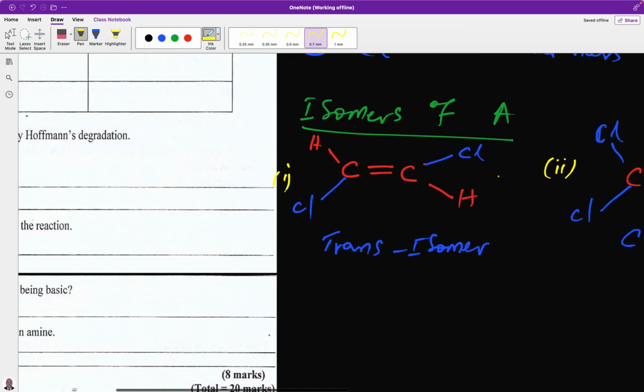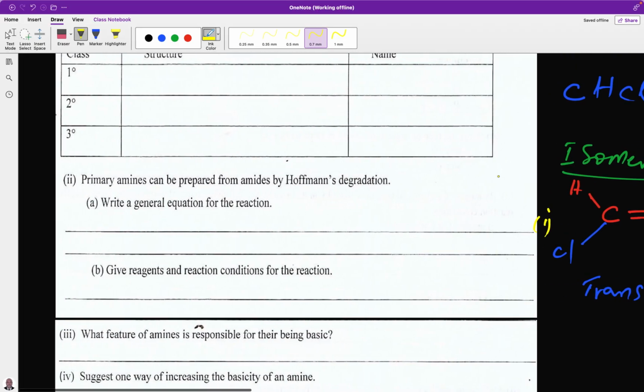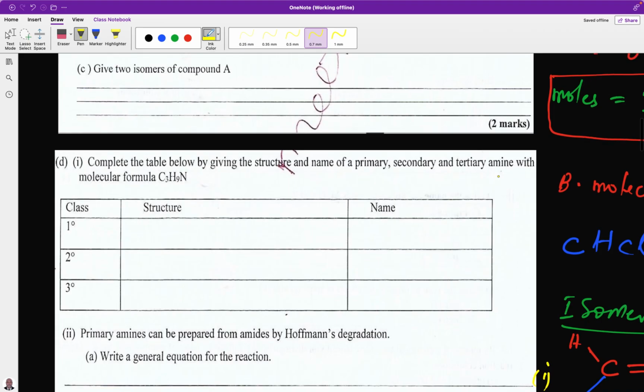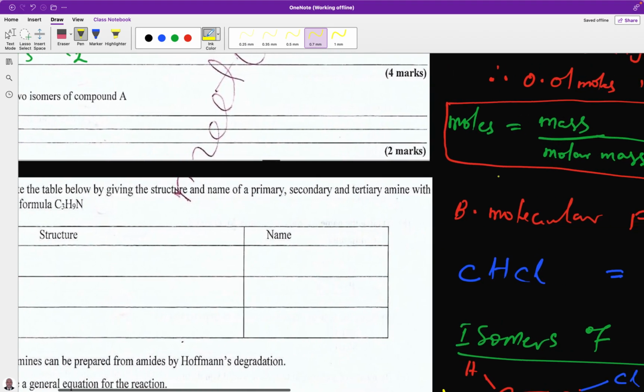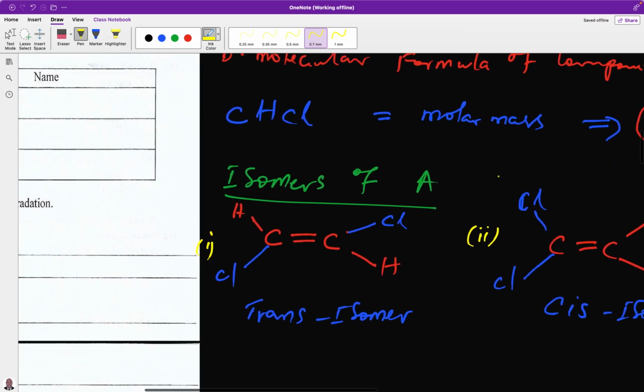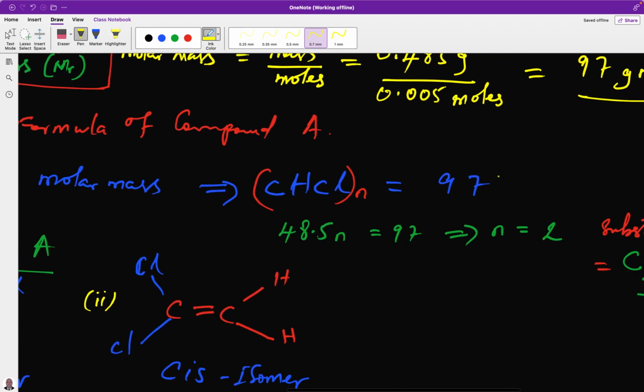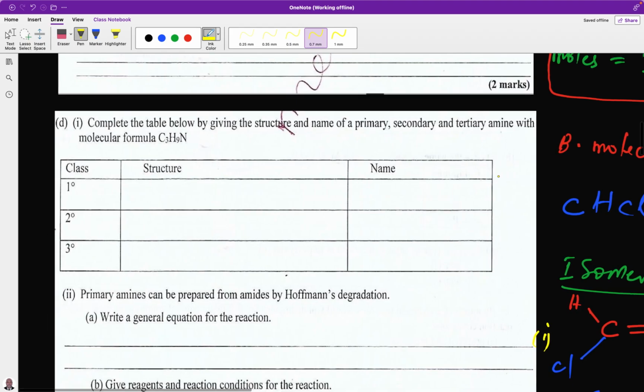So now it takes us to the last section; we are done with section C. Give two isomers. That is 2 marks. One isomer is 1 mark, and the other isomer is 1 mark. So please, that is what you are supposed to do.